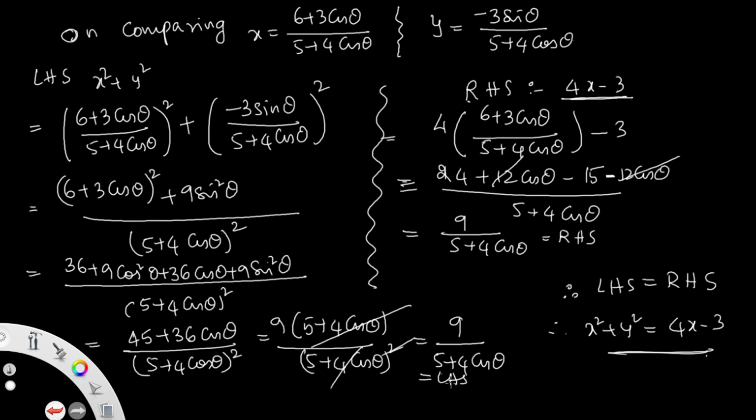Now the same thing for RHS. RHS means 4x − 3 is given: 4 times (6 + 3 cos θ)/(5 + 4 cos θ) − 3. This also gives 9/(5 + 4 cos θ). Therefore LHS equals RHS. Therefore we can say that x² + y² = 4x − 3. In this problem, if z = x + iy, the condition given is 3/(2 + cos θ + i sin θ), then show that x² + y² = 4x − 3. That's the problem, hence proved.